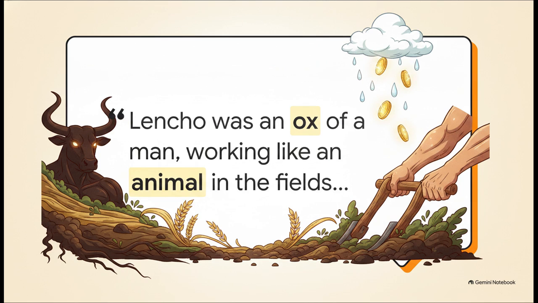Notice how the author describes him here. He calls Lencho an ox of a man. He's this rugged manual laborer whose whole existence is tied to the dirt and the physical earth. He works like an animal to provide for his family.